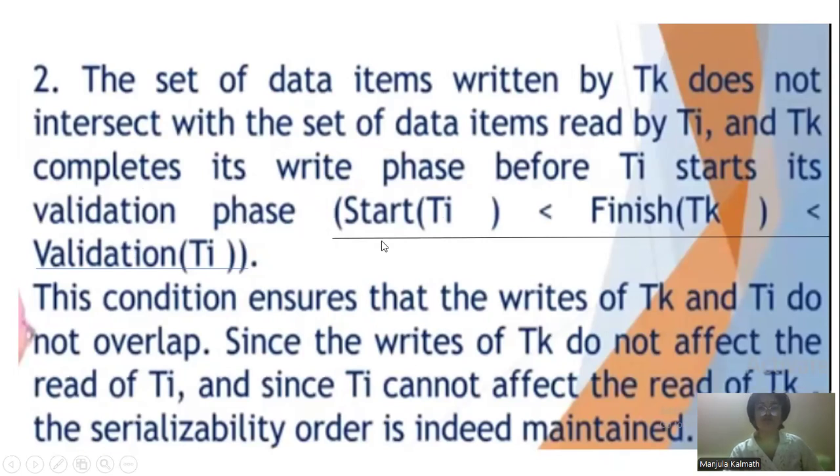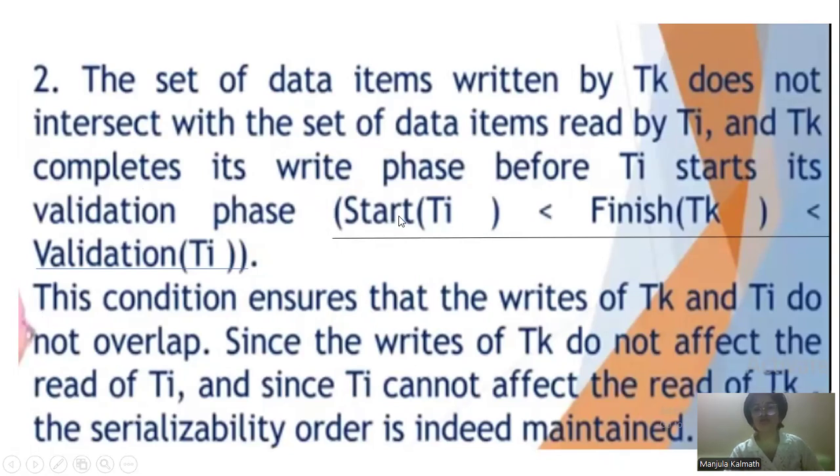Now T1 is executing, and before completion of T1, T2 is started. T1 completes its read, validation as well as write. While T1 is writing, T2 can start its read. But when it comes to the validation phase of the second transaction, the first transaction should be completed. That is the condition.